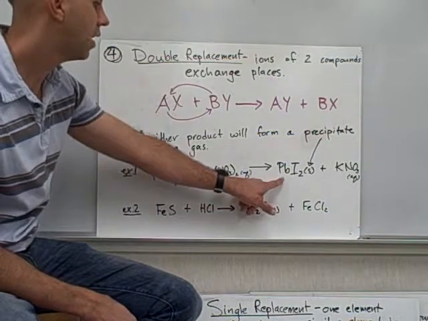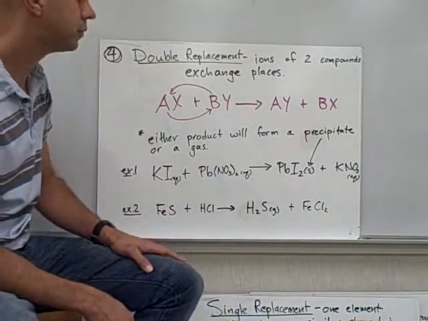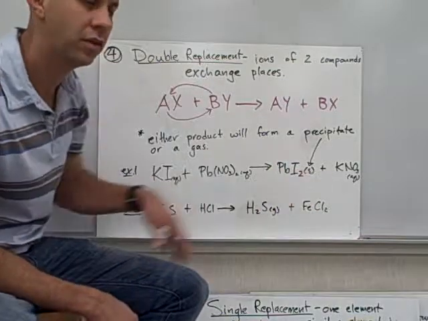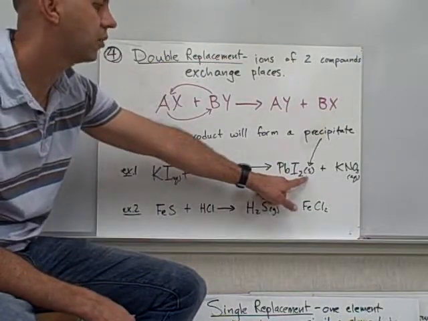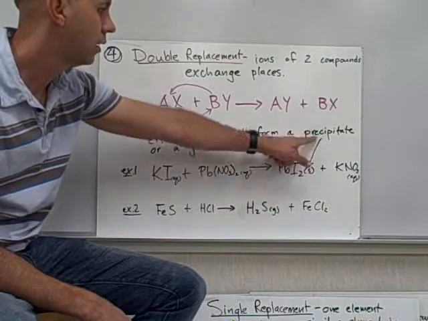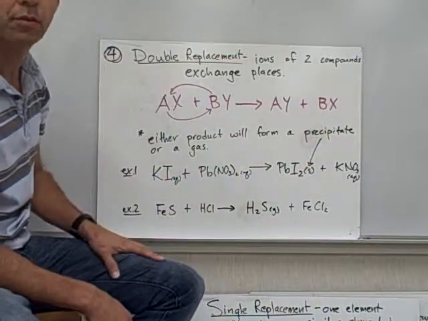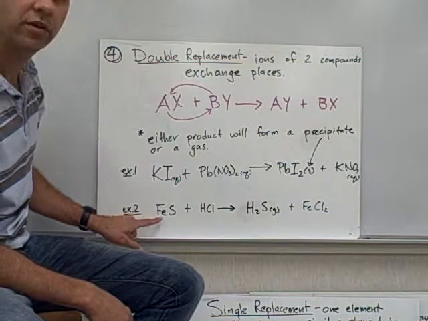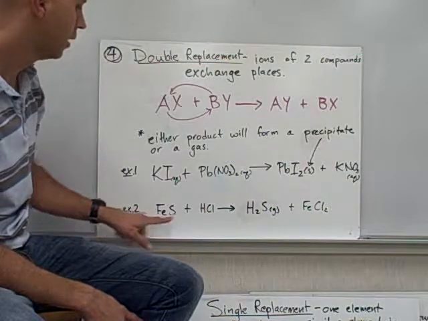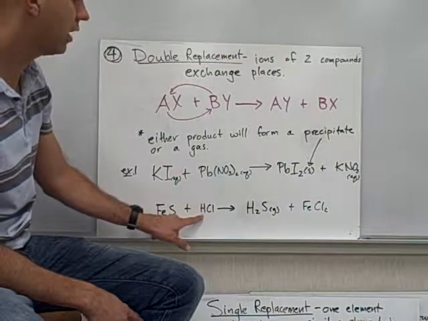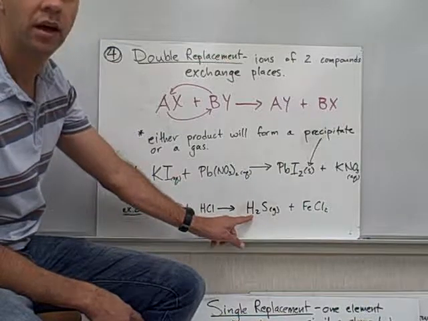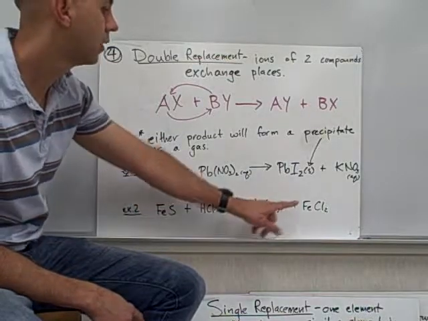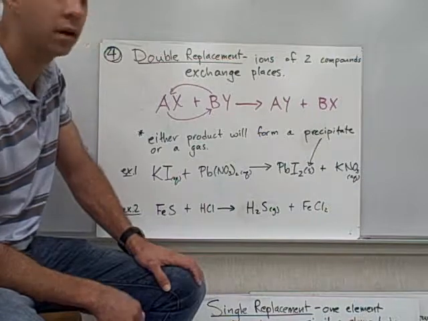So what happens is I get lead 2 iodide and potassium nitrate. Do you see how there's a solid over there? That's another example of why it occurs. My second example is iron sulfide plus hydrochloric acid makes hydrogen sulfide and iron 2 chloride.